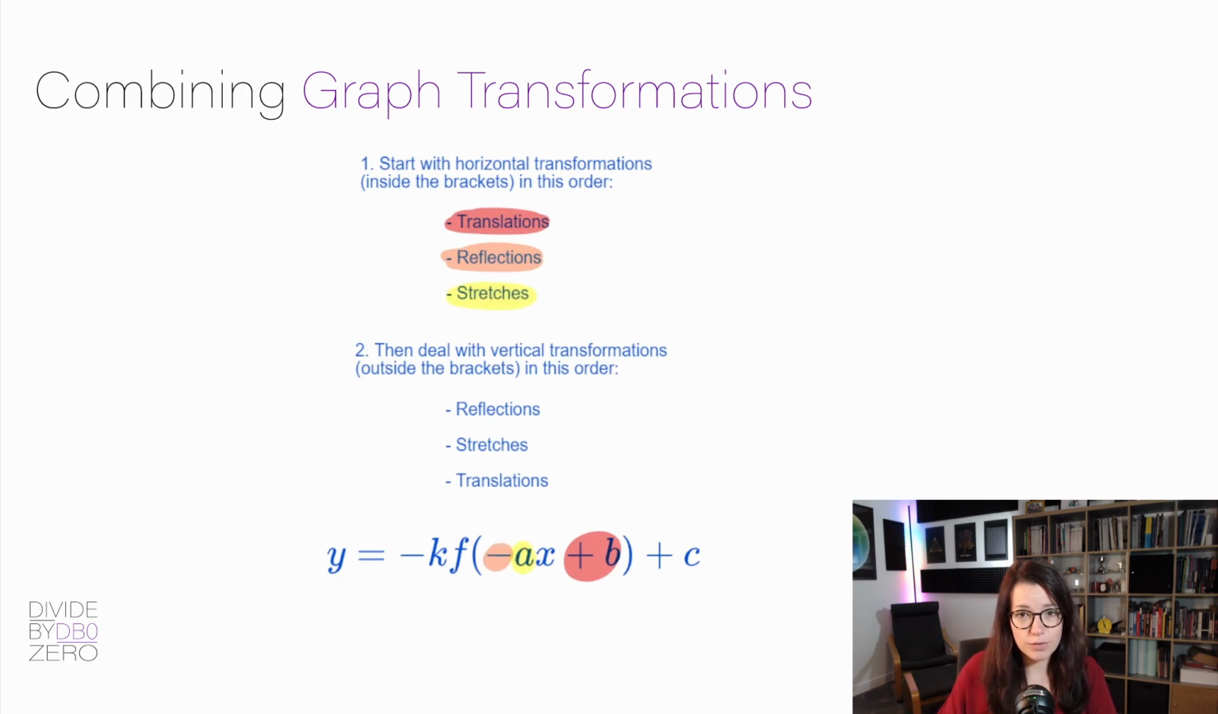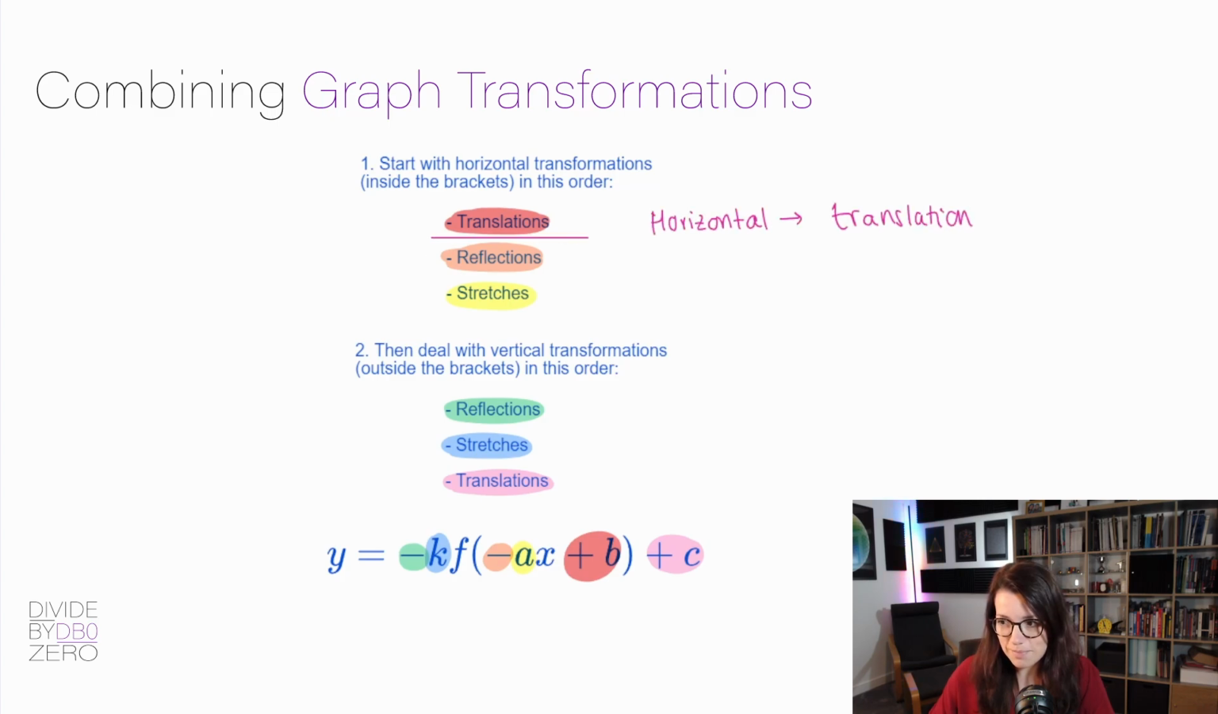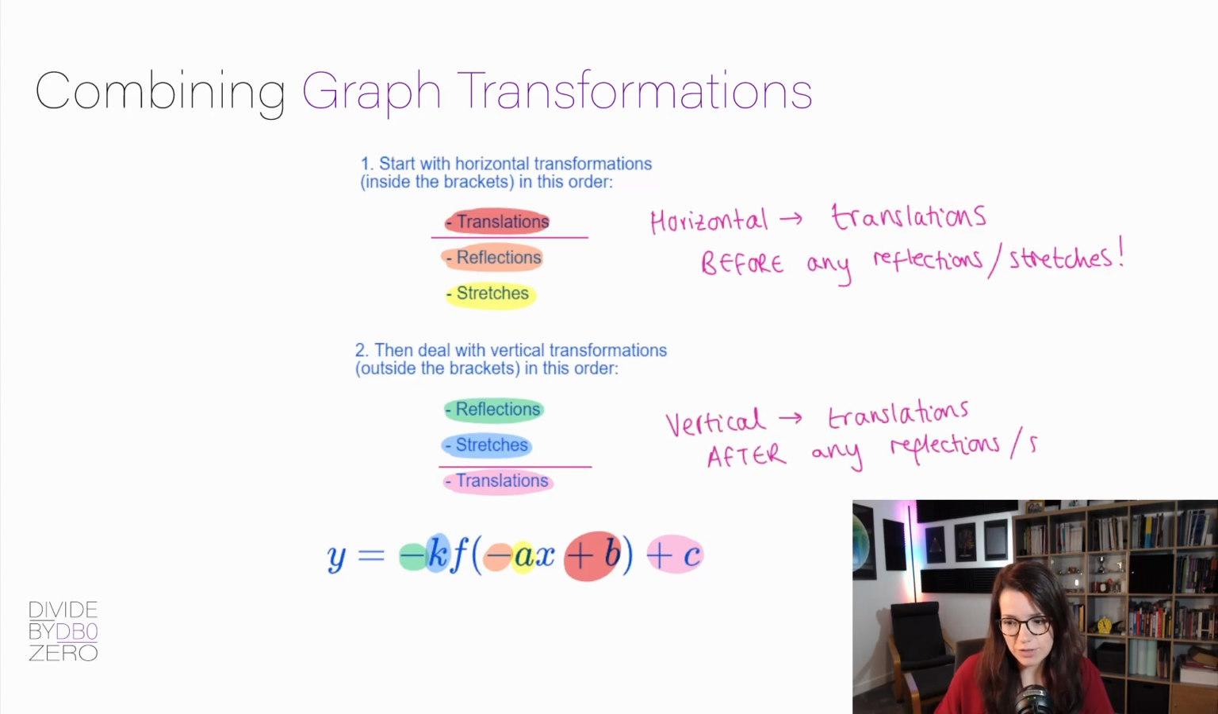After you've dealt with the horizontal transformations, you move on to the vertical ones. So we're looking outside the brackets this time. And in this order, we want to do reflections first, then any vertical stretches, and finally any vertical translations. An important thing to note here is that horizontally, translations come before any reflections or stretches, whereas vertically, translations come after any reflections or stretches.